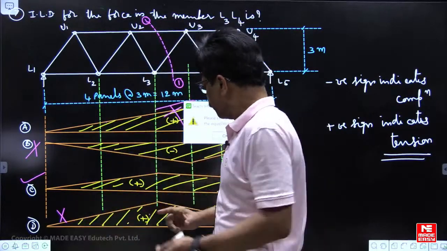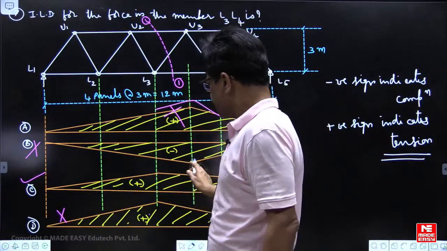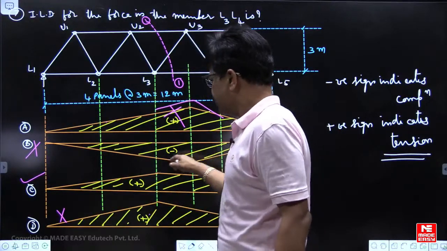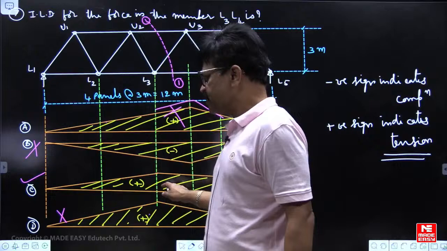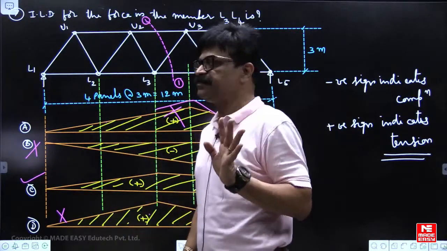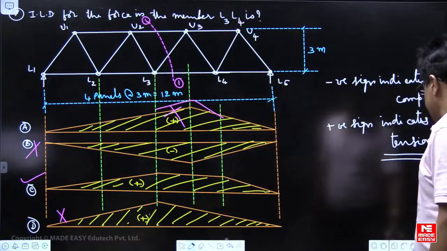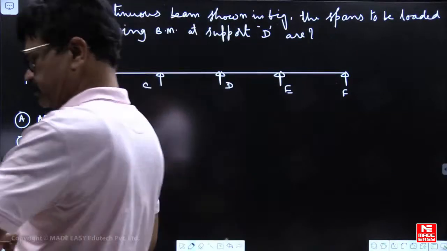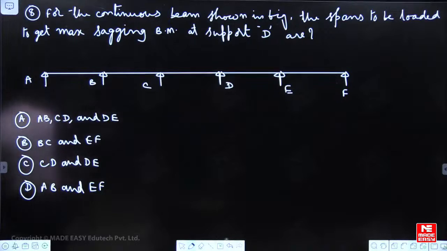So from that point of view, we could remove this and this, because within the panel two straight lines are coming. So the only choice left out is C. That's the line of thinking. Next. Good.